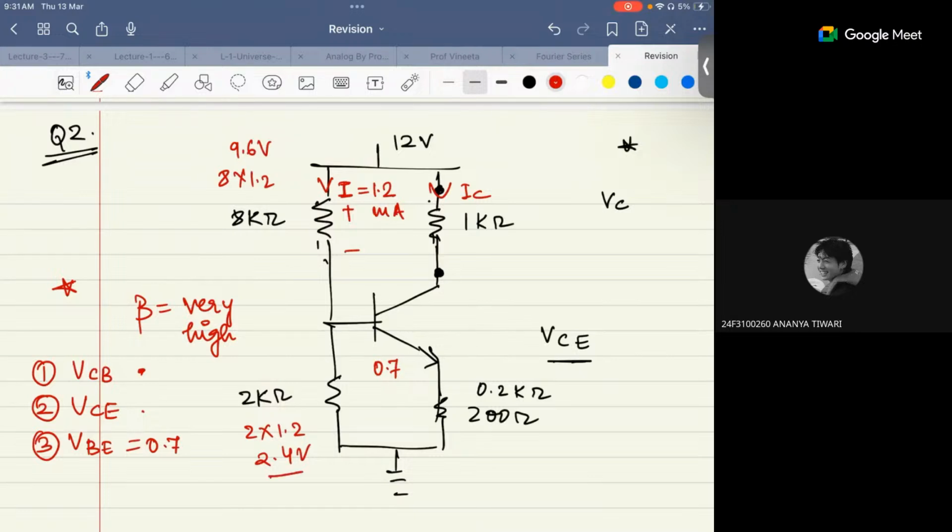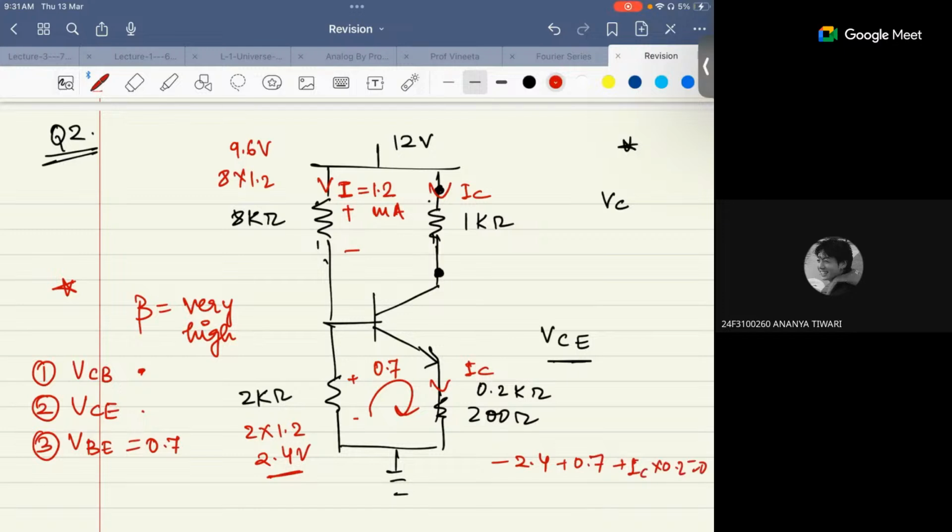If 2.4 volt is the drop here, if you just use the loop here, then minus 2.4 plus 0.7 plus IC times 0.2 equals 0. This current will be IC only, right? Sir, how did you find that I?